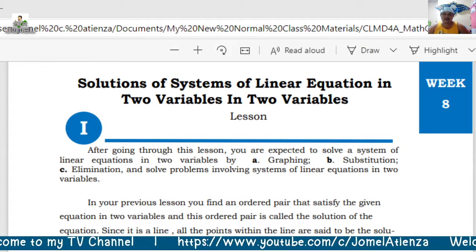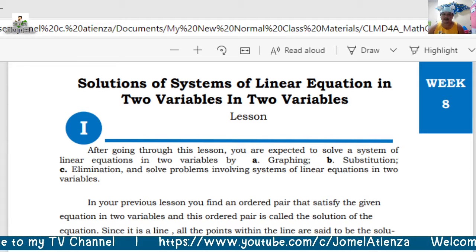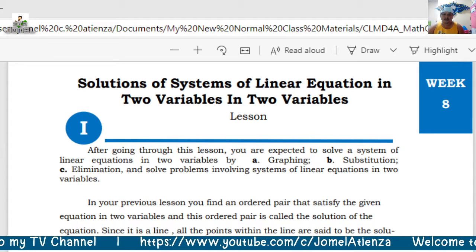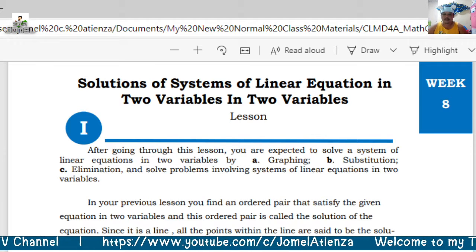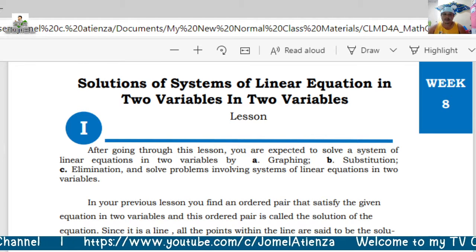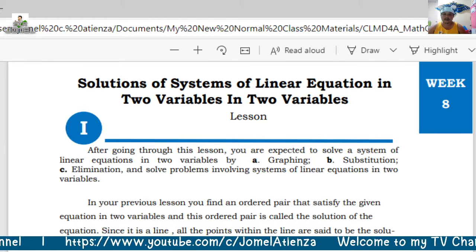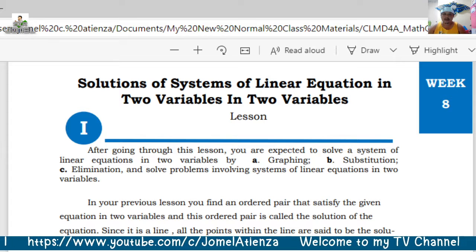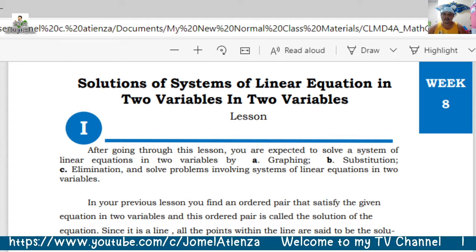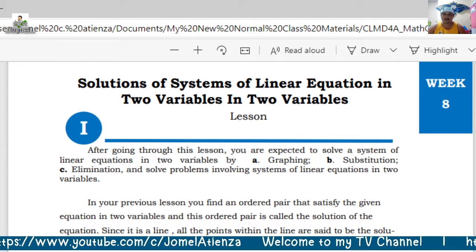So in the solution of systems of linear equations in two variables, we are going to solve a system of linear equations in two variables by graphing, substitution, and by elimination, and solve problems involving systems of linear equations in two variables.